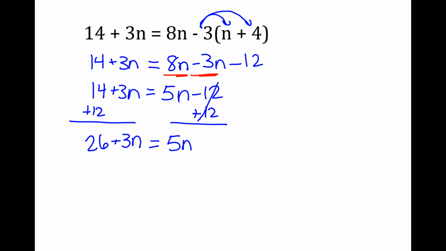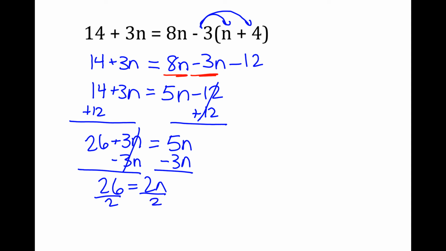Now we want the n's to both be on one side, so we're subtracting 3n from both sides. These cancel. We have 26 equals 2n. Divide both sides by 2. And we have 13 equals n as our answer.